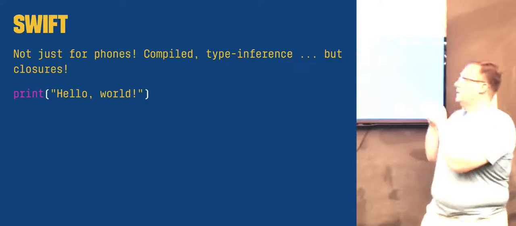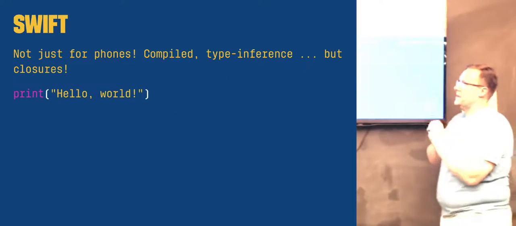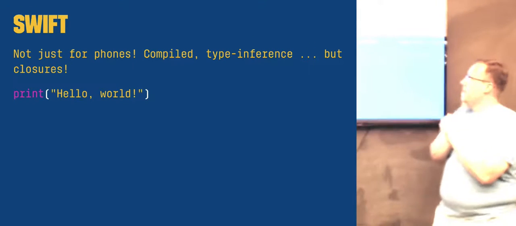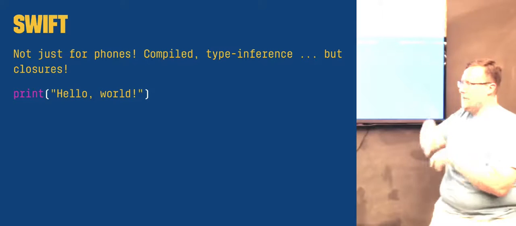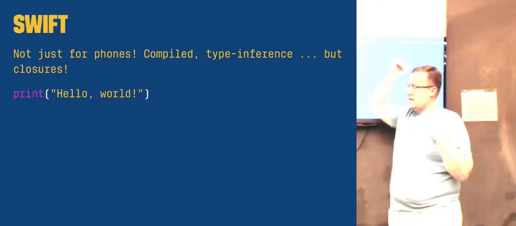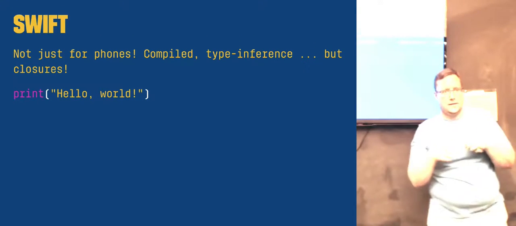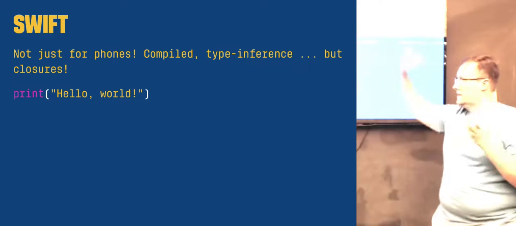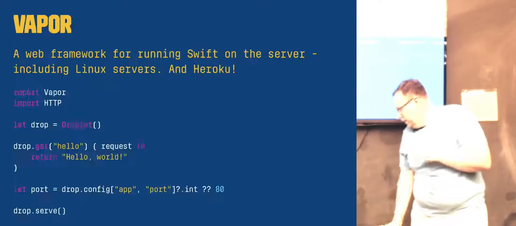So what I ended up using for this, and what actually got me across the finish line, was Swift. The fun thing about Swift is that it's just like the other ones. It's compiled, it's type inference, all that sort of stuff. And it has closures, which are kind of like Ruby blocks. They look a lot like Ruby blocks, and it's a lot of fun. This is Hello World, because why not?